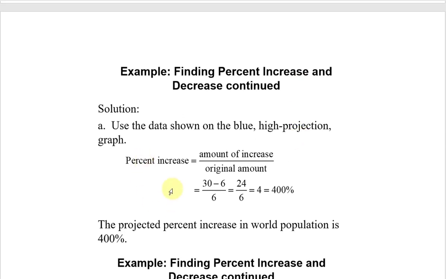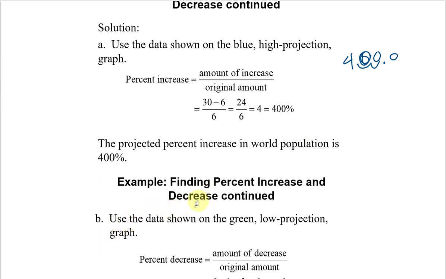Remember, for the percent increase, we take the amount of increase. So we take the final value, subtract the initial value. So this is 30 subtract 6. The original amount is 6. So 24 over 6 is 4, which is 4.0. Now you want to convert this to a percentage, so we move 2 places to the right, filling in another 0. That means 400%. So the projected percent increase in the world population is 400%.